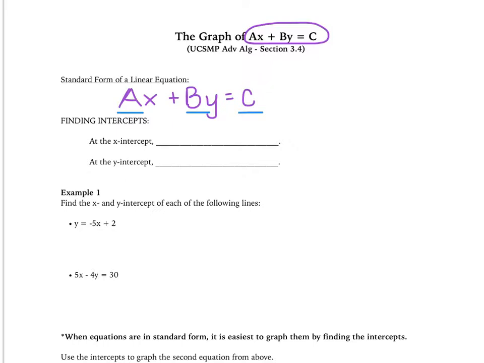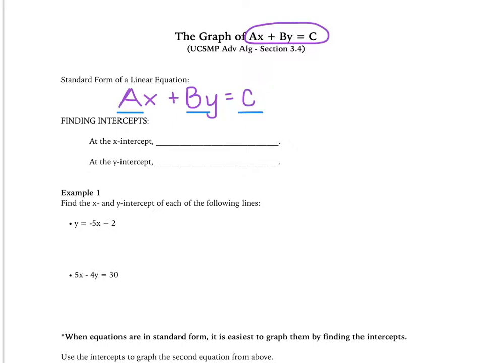So think about those equations that we just finished with in the last lesson. The chemistry one, for example, 0.35a plus 0.45b equals 18, something like that, okay? That's an equation written in standard form.